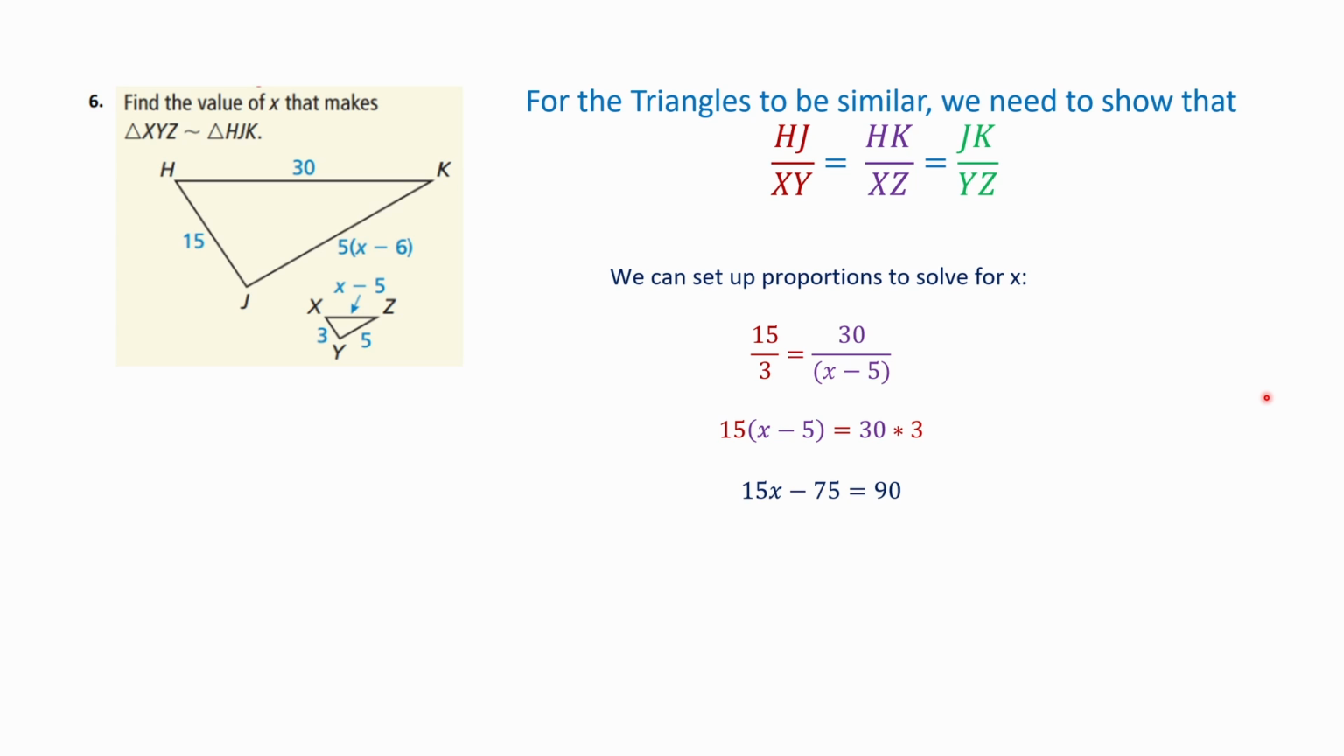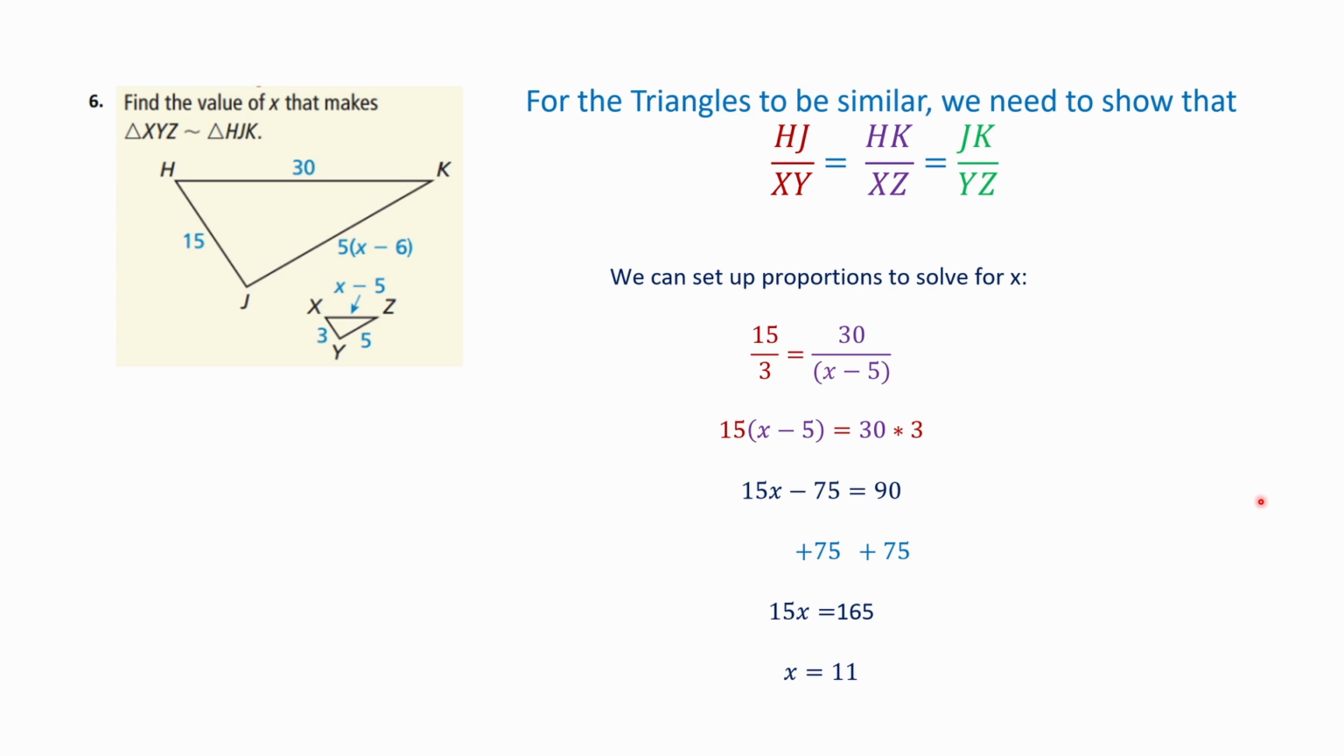And when I multiply out and distribute the 15 to both the x and the minus 5, I get 15x minus 75. On the right side, I get 90 from 30 times 3. We can add 75 to both sides, leaving 15x equals 165. And then if we divide by 15, we should get that x equals 11.